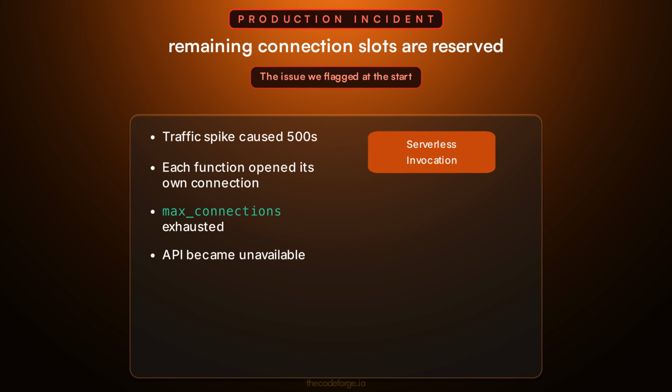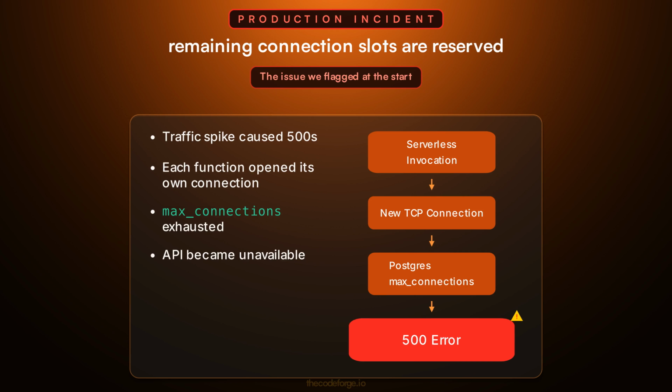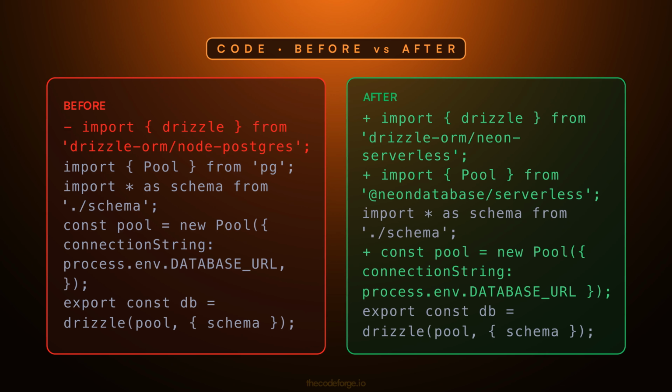This is the same issue we highlighted at the start. Here's exactly why that happened. Under a traffic spike, every serverless invocation opened its own Postgres connection. Traditional connection pools don't help across isolated invocations, so the database itself becomes the bottleneck, hitting max connections and returning 500s.